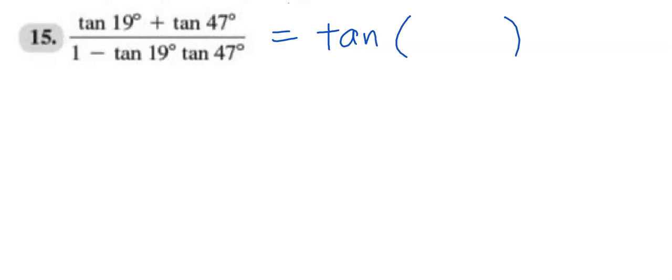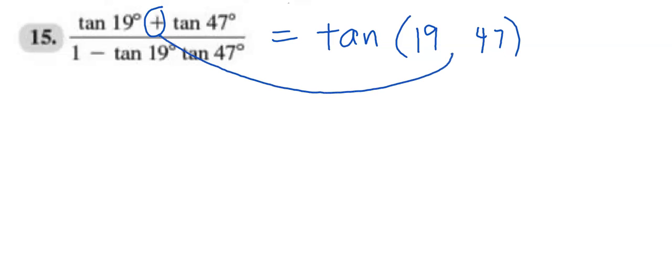And we're doing something with 19 and 47. How do you know we're adding them? Pay attention to the top. Because the top of a tangent is the sine function, and the sine function keeps the same sign. So that is telling me that this should be addition.